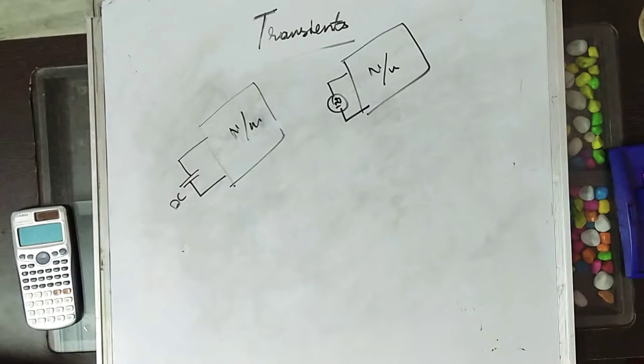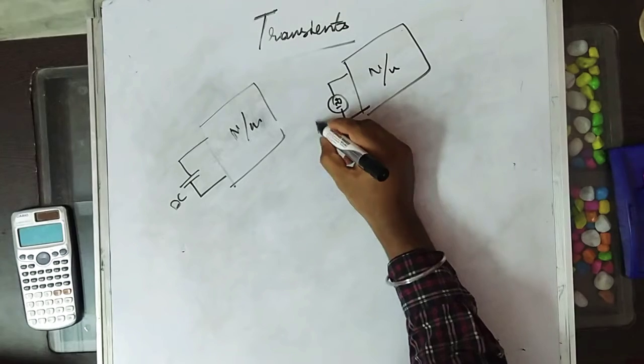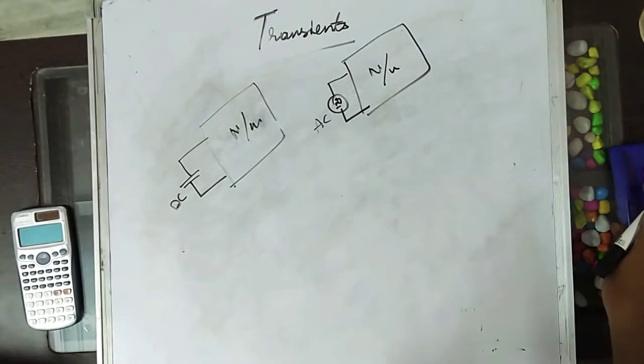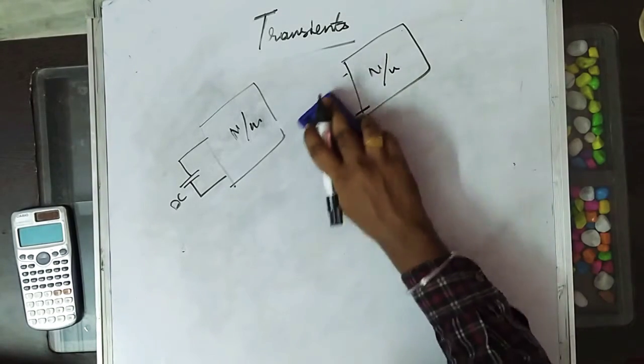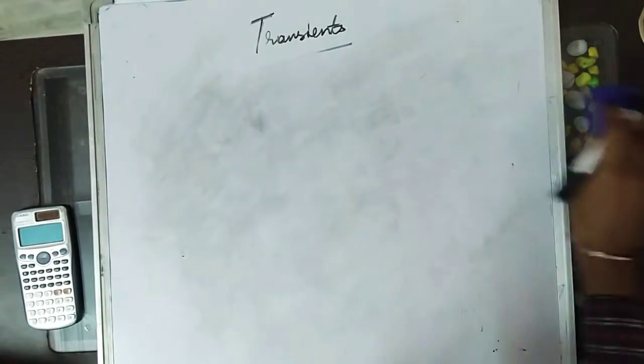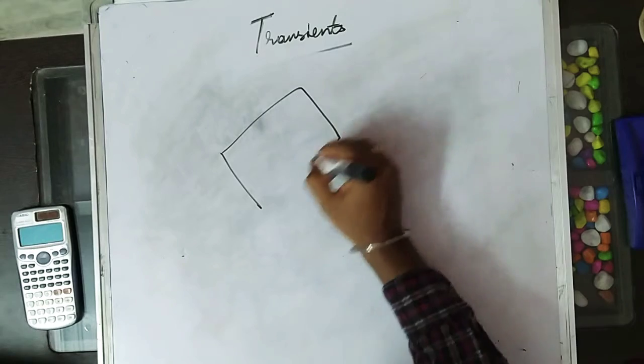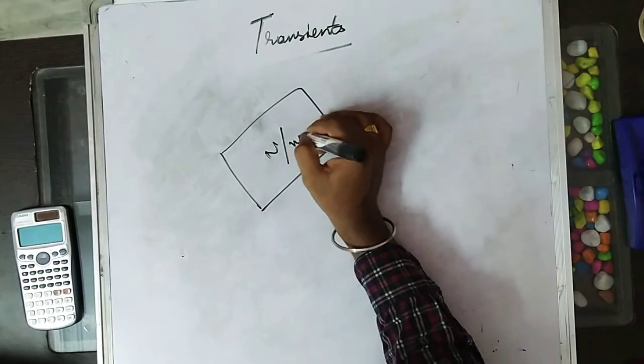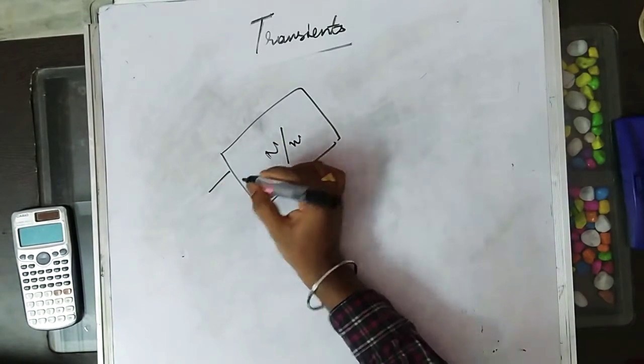If you keep the DC source, it is DC steady state analysis. If you keep an AC source, it is AC steady state analysis. Now, in transients we analyze two types of circuits.